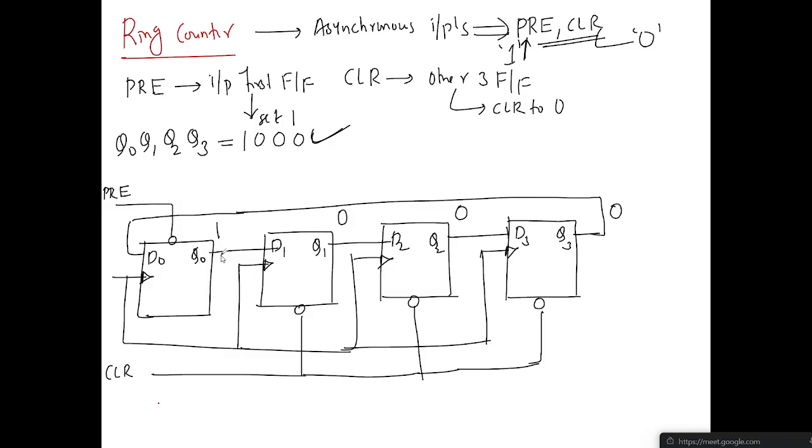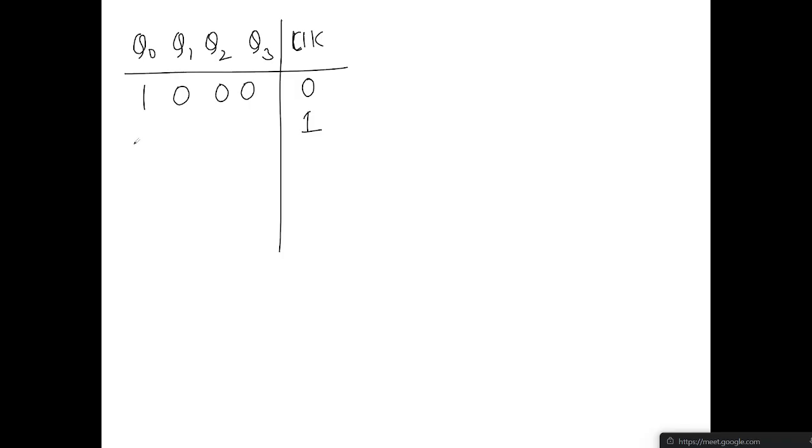Again, at the first clock pulse, what happens? This 0 will come to D naught, so D naught becomes 0. This 1 will be shifted and come here, and the rest are 0. So it is 0 1 0 0. At the second clock pulse, 0 0 1 0.